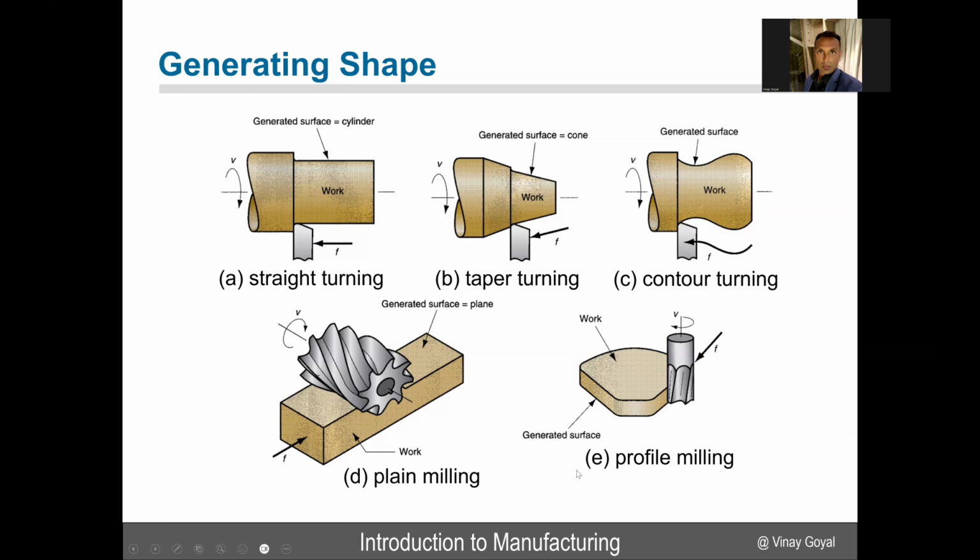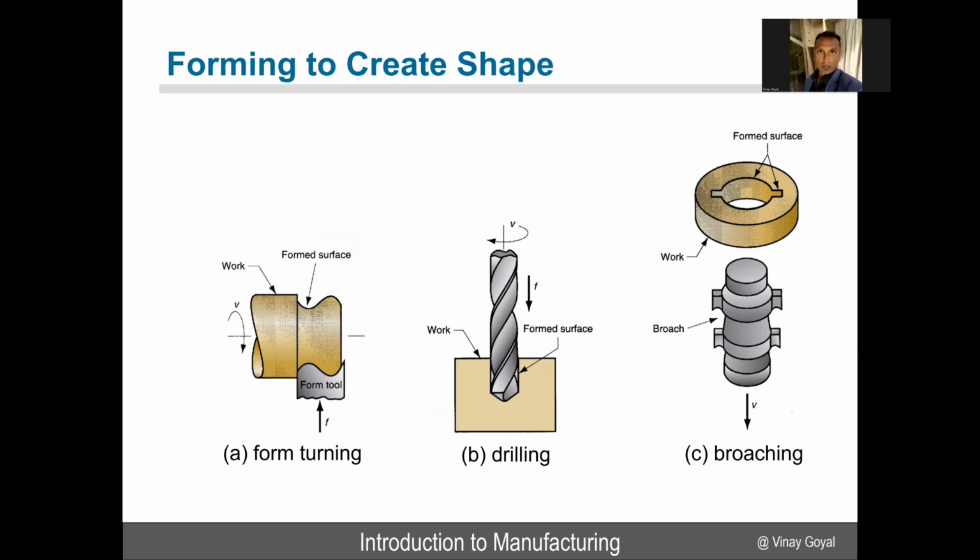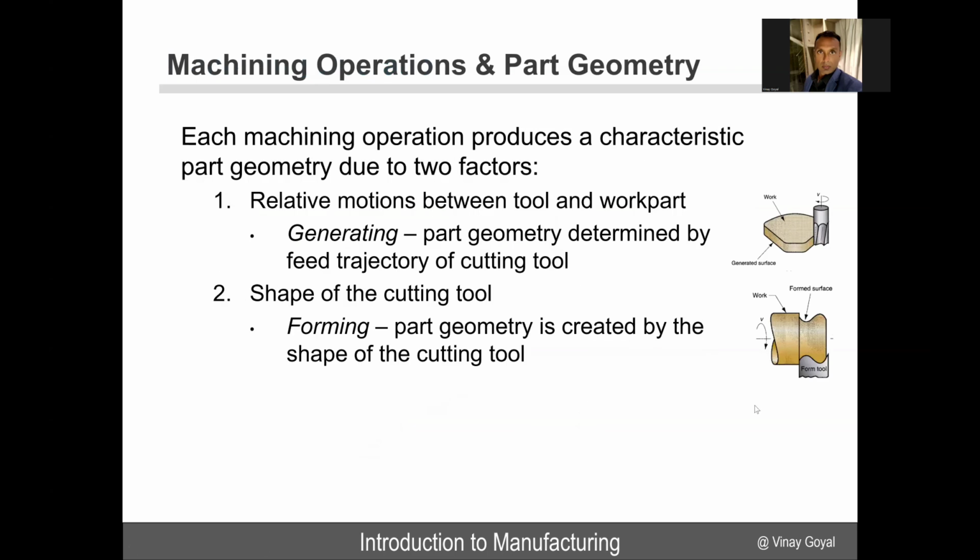And then E, you have profile milling, which is the one I had shown earlier, where this tool is rotating and taking a trajectory that allows it to create the generated surface on the work part. Now forming, to create the shape. You have three ways to do this. A is, and now I'm going to the bottom one here, forming. So I covered the one on the top, generating surfaces.